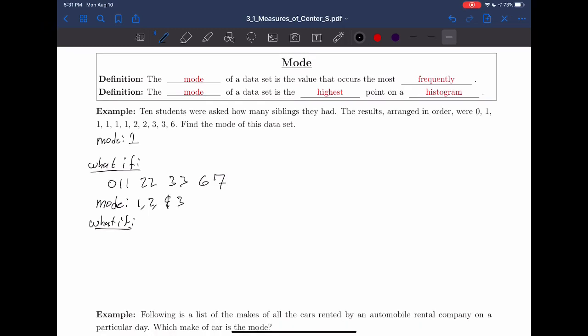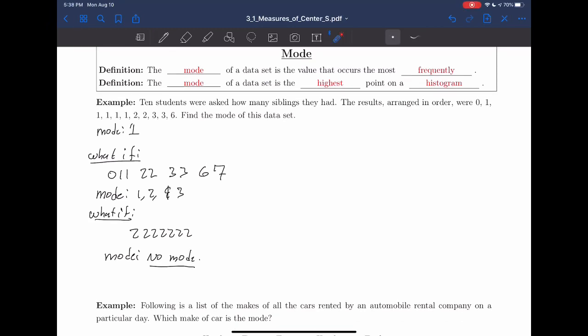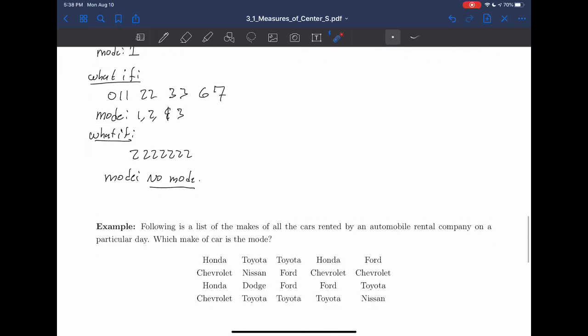Okay, so let's consider this data set. Just a bunch of 2s. What would our mode be? Well, actually, there's no mode. And the reason why is because since all the numbers are the same, there's no one number that's the most frequent.